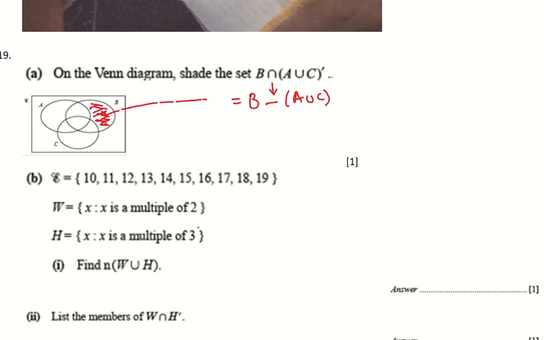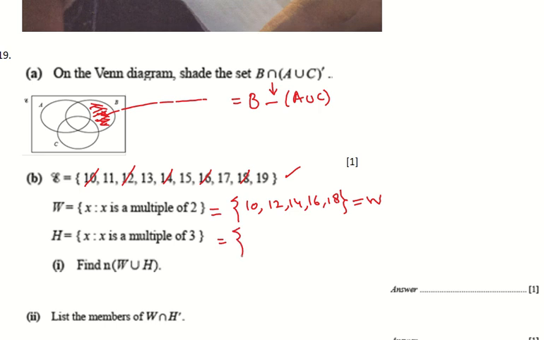Next is epsilon. Epsilon is just given, which is the universal set, and W is a set of all multiples of 2. Multiples of 2 means the numbers which are divisible by 2. For example, 10, 12, 14, 16 and 18, all these numbers are divisible by 2. So we select these numbers in set W: 10, 12, 14, 16 and 18. This is set W in listed form.